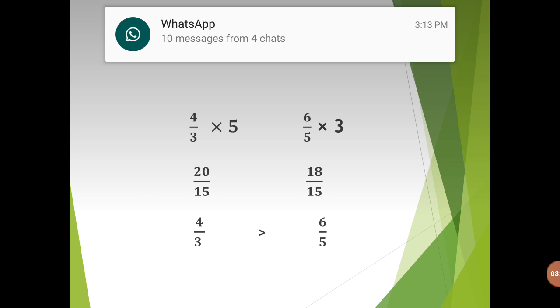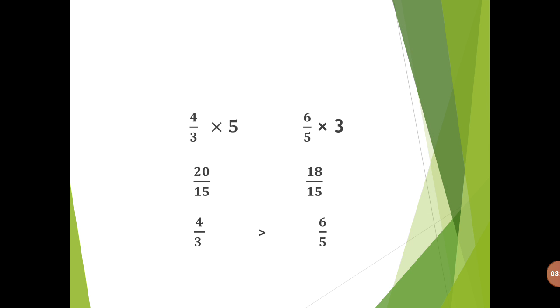So 4 upon 3 multiplied by 5 means 4 5s are 20 and 3 5s are 15. In the second fraction, 6 multiplied by 3 is 18. 5 3s are 15. So we are getting the common denominator, that is 15. The greater numerator is the greater fraction. So 4 upon 3 is greater than 6 upon 5.